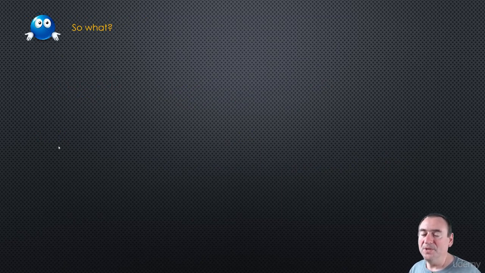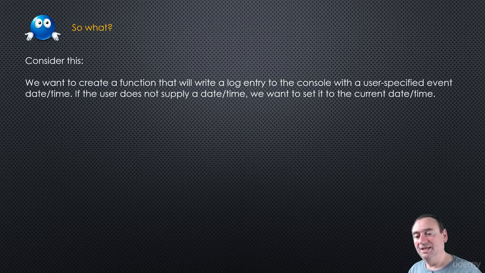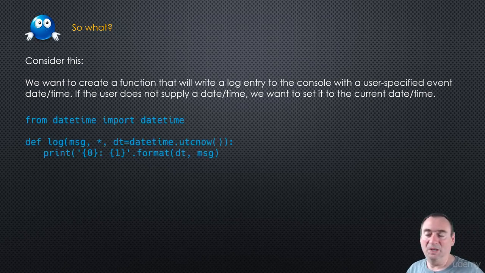Big deal, you know? Well, it is a big deal in certain circumstances, because consider this. Let's say that we want to create a function that's going to log a message to the console, but we want to provide a keyword-only argument that's going to be optional for the date and time. So the caller can specify the message and the date and time at which they want to essentially tag that message. But we want it to be optional. So if they don't define the date and time, then we want the function to fill in the current date and time. So we might try something like this.